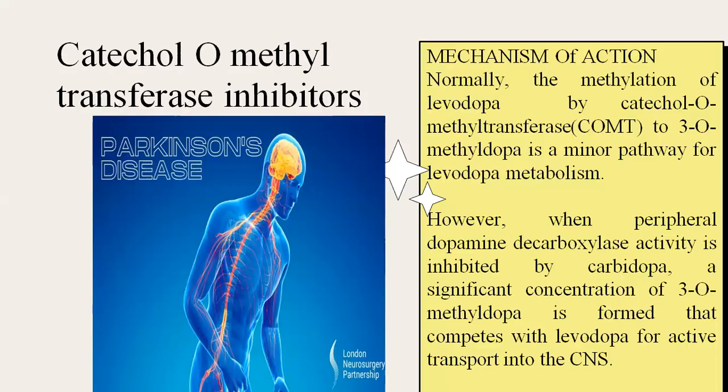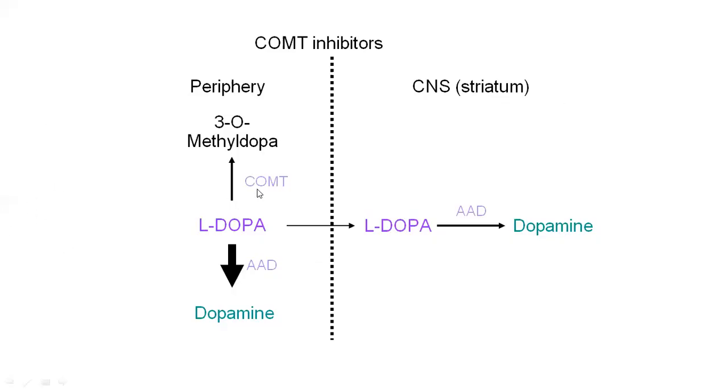Then we have COMT inhibitors. Let's see this. For example, we have levodopa, okay? Levodopa has two pathways. Either it will be converted into dopamine, normal dopamine. The second pathway is the formation of methyldopa in the presence of COMT, okay? What is the purpose of methyldopa? Methyldopa is also a partial agonist of dopamine. Okay, what is a partial agonist? Recall: a partial agonist competes with the normal dopamine or whatever the drug is, and avoids it.